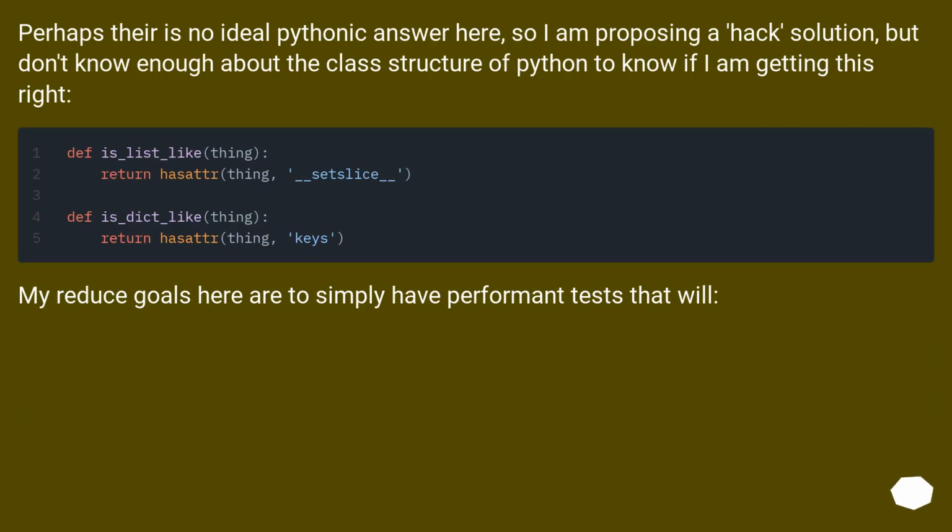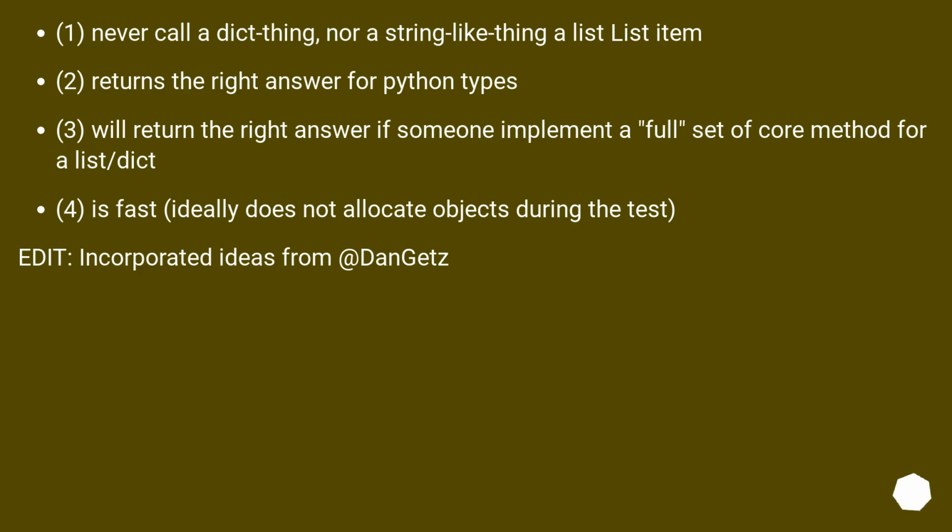Perhaps there is no ideal Pythonic answer here, so I am proposing a hack solution, but I don't know enough about the class structure of Python to know if I am getting this right. My reduced goals here are to simply have performant tests that will: 1. Never call a dict thing, nor a string-like thing, a list item. 2. Return the right answer for Python types. 3. Return the right answer if someone implements a full set of core methods for a list/dict. 4. Be fast, ideally not allocating objects during the test. Edit, incorporated ideas from @donged.